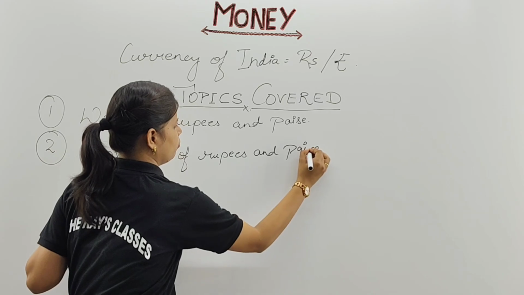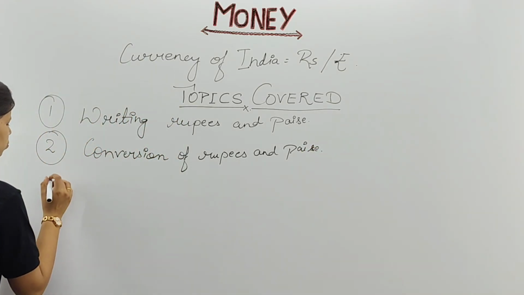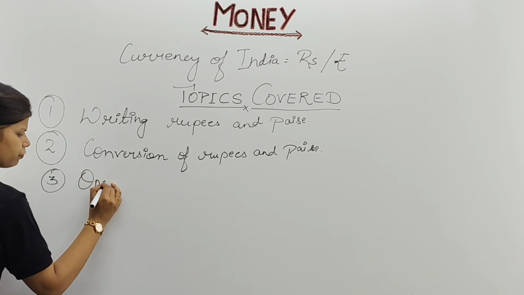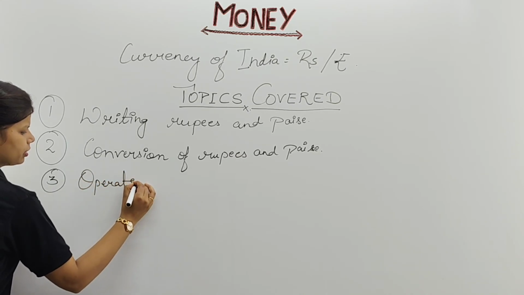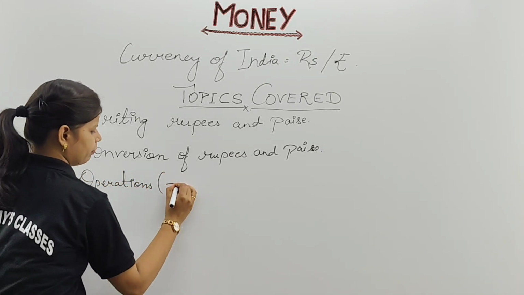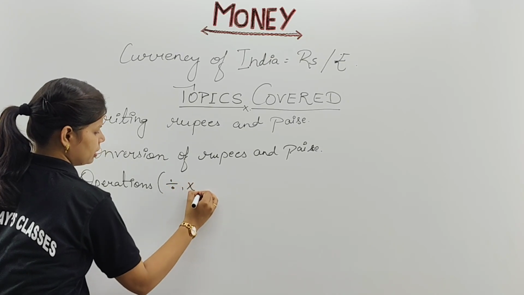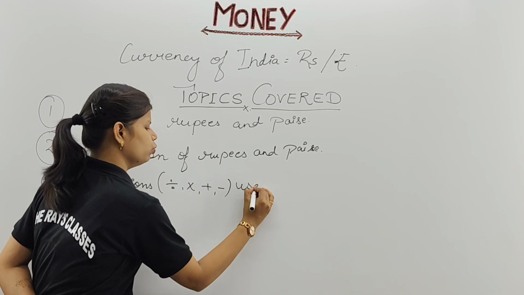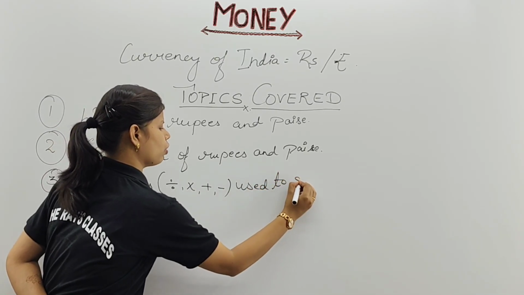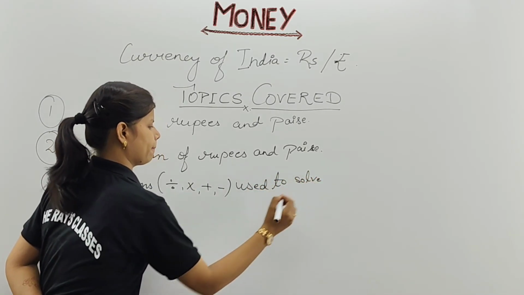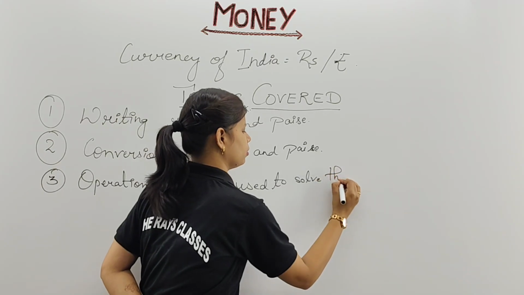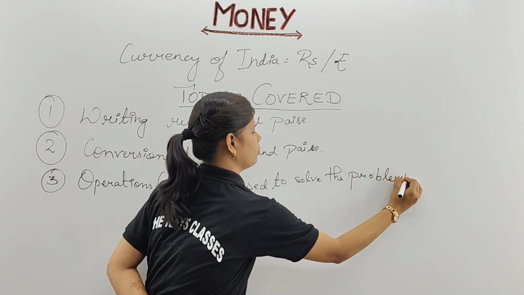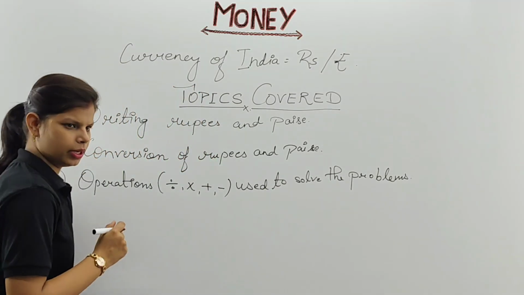Then we use various operations. How many operations do we have? 4, no? That will be your divide, multiply, plus and minus. What are we going to do? Use them to solve the problems. Clear, children? I hope you understand from here.